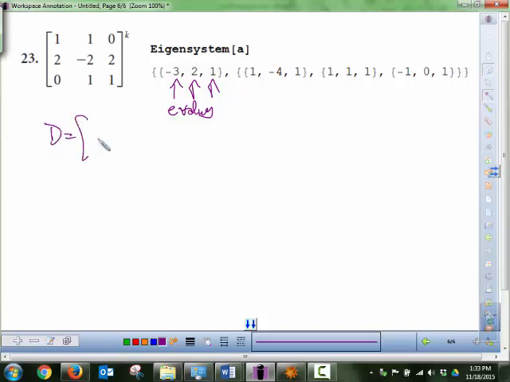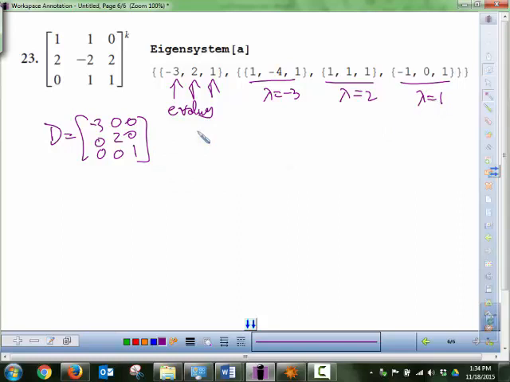D is equal to negative 3, 2, 1. It doesn't look like they're going according to how I normally write it, right? I go from lesser to greater, so it should have been negative 3, 1, 2. But again, it doesn't matter as long as you're consistent. So the first one is the eigenvalue for negative 3. The second one is the eigenvalue for 2. And then the last one is the eigenvalue for 1.